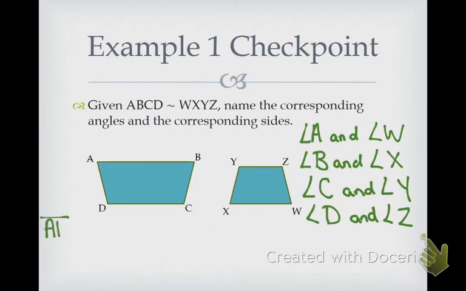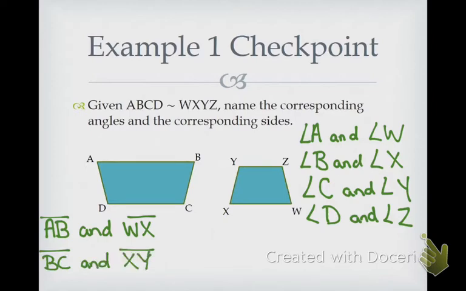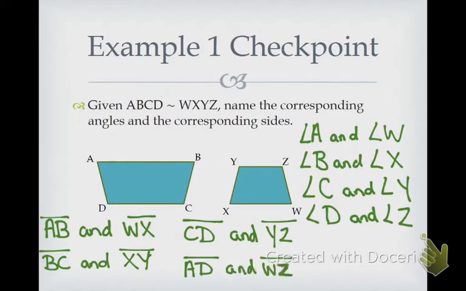All right, so side AB corresponds with WX. And BC, XY. And CD, YZ. Okay, does anybody besides Wame know these? All right, and what's my last one, guys? AD and WZ. All right, who got them all right? Anybody get them all right?